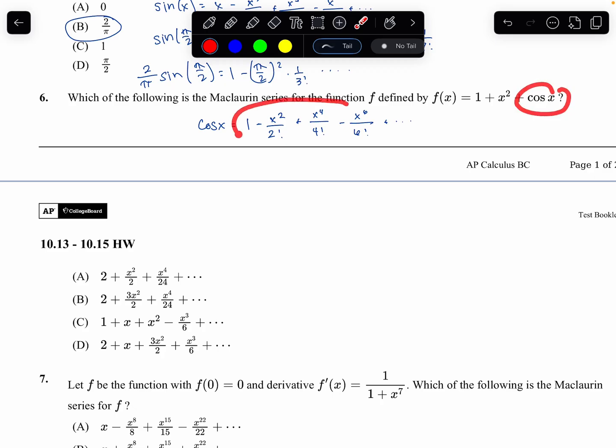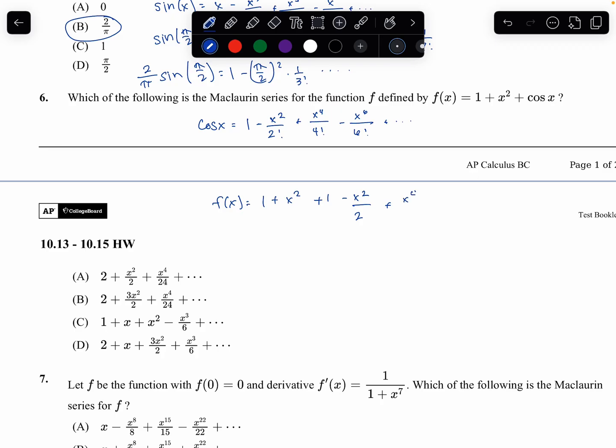So I could substitute all of this right here for that. So I can say that f of x is equal to 1 plus x squared plus cosine of x. So plus 1 minus x squared over 2 factorial, which is 2, plus x to the 4th over 4 factorial. 4 factorial is 4 times 3, which is 12, times 2, so 24. And then so on and so forth.